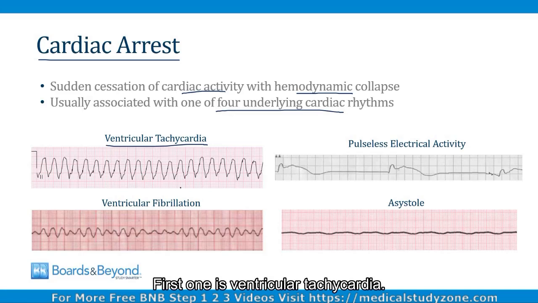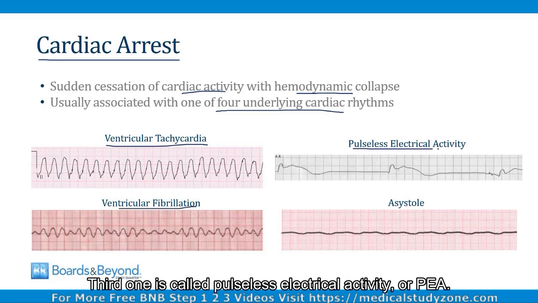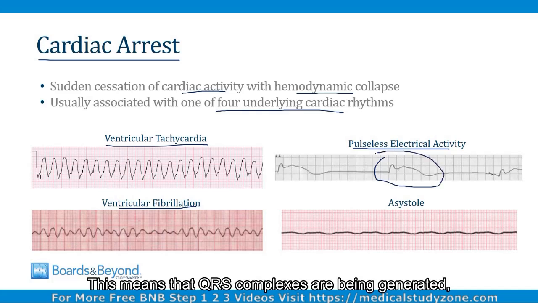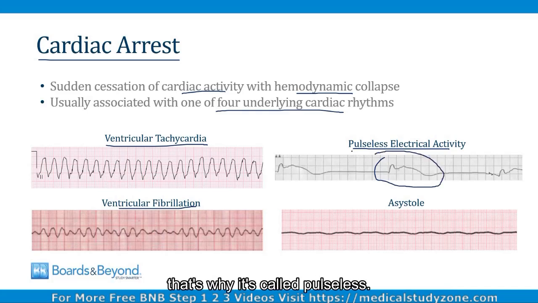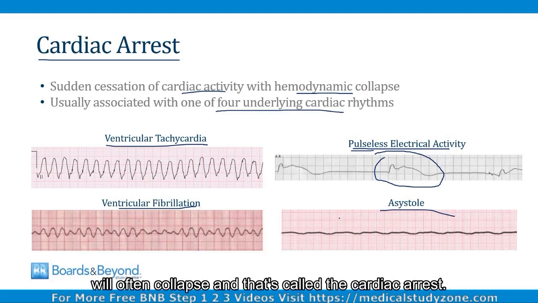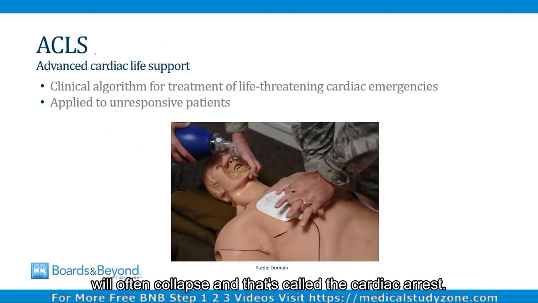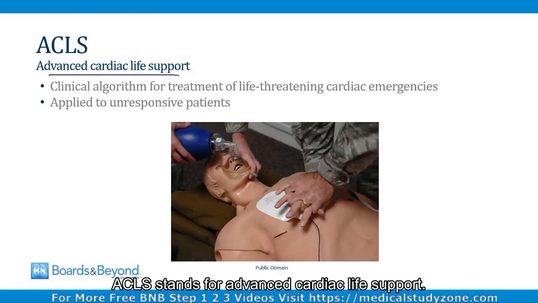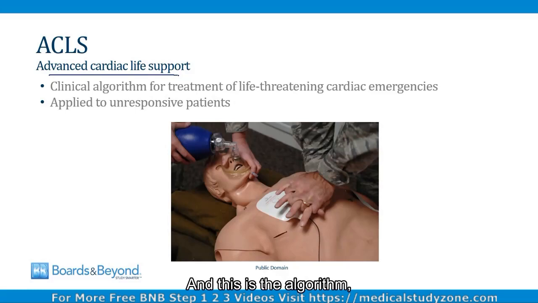First one is ventricular tachycardia, second one is ventricular fibrillation, third one is called pulseless electrical activity, or PEA. This means that QRS complexes are being generated, but there is no pulse. That's why it's called pulseless. And then the final one is called asystole. So patients who have any pathologic process that leads to one of these four rhythms will often collapse, and that's called a cardiac arrest.